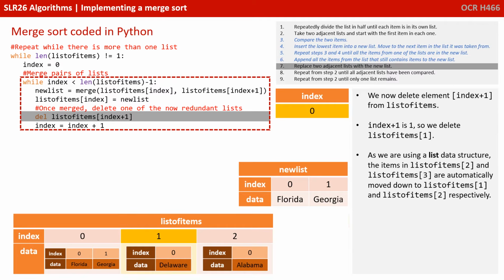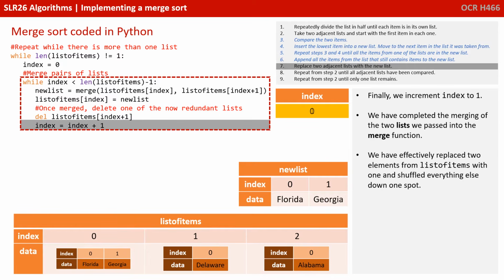As we're using a list data structure, the items in list of items 2 and list of items 3 are automatically moved down one spot into list of items 1 and list of items 2 respectively. Finally, we increment index to 1. We've completed the merging of the two lists that we passed into the merge function. We've effectively replaced two elements from list of items with 1 and shuffled everything else down one spot.